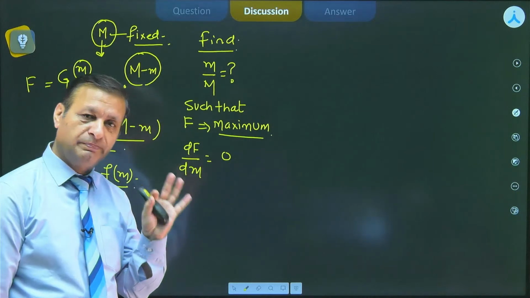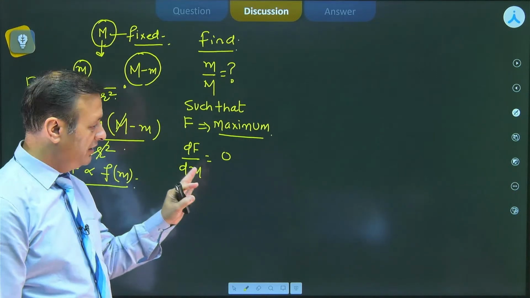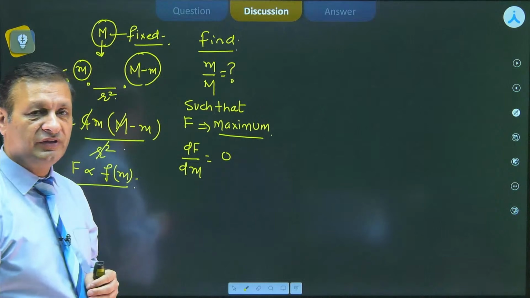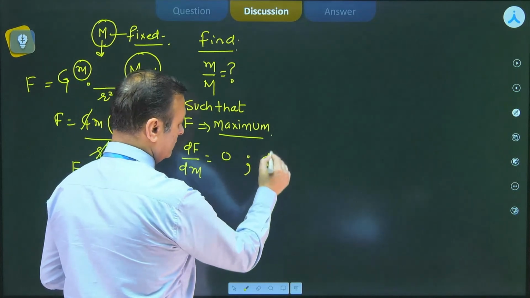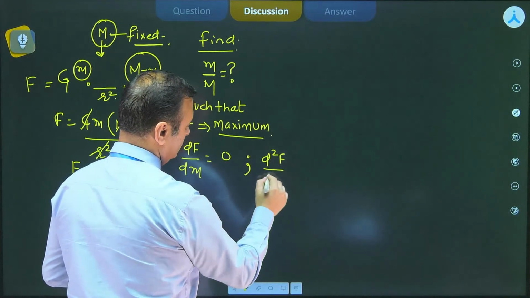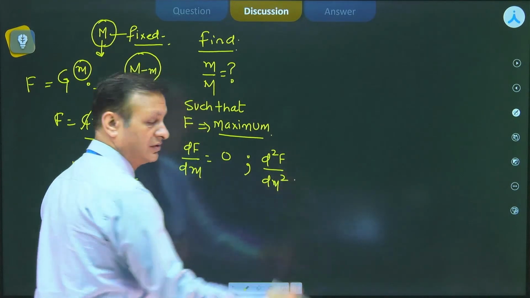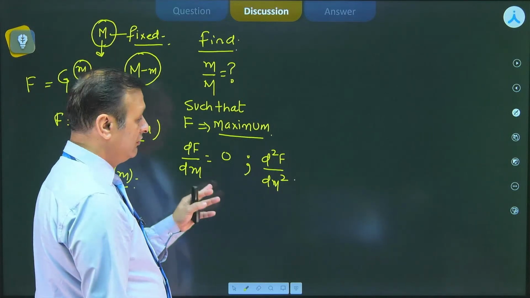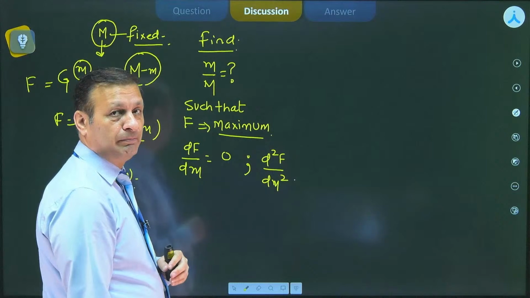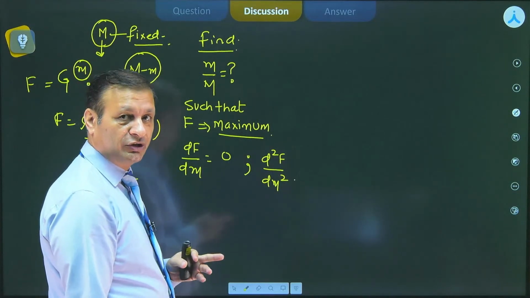This is the prime condition. Is this the only condition we have? No. In addition to this, we have another condition: the second order derivative, for the force to be maximum. You got it or not?